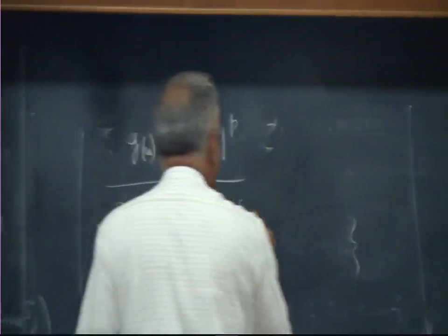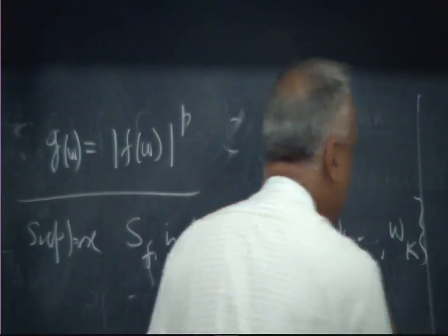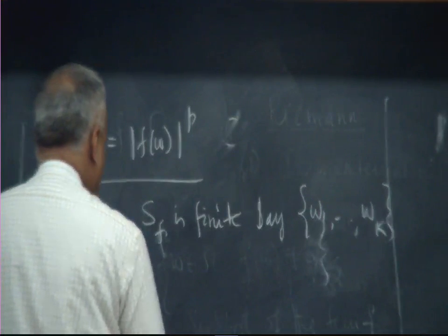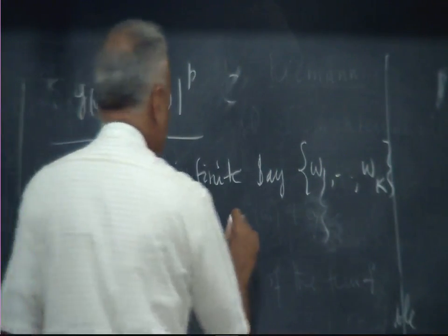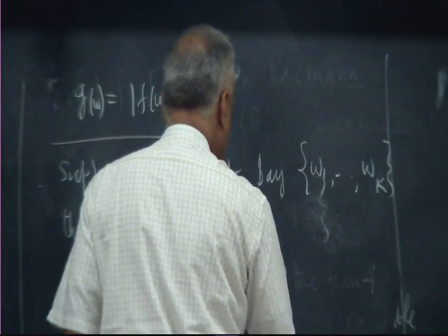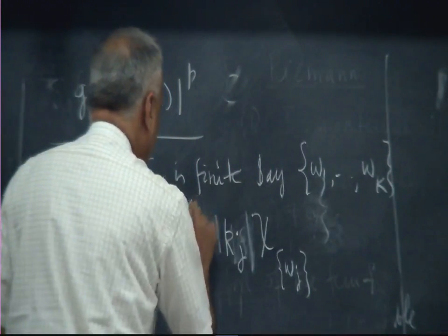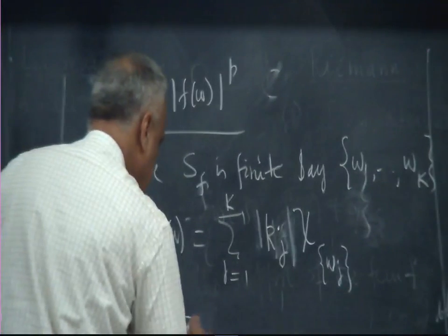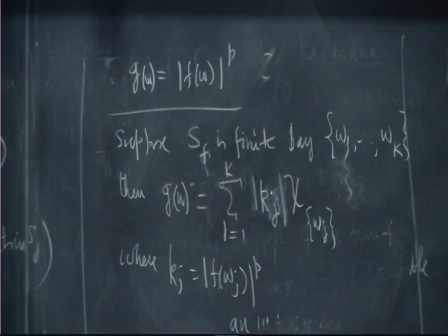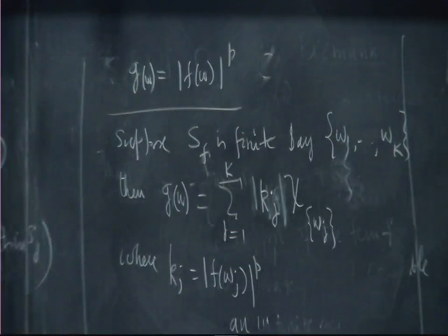Suppose the support of f is finite, say omega 1 through omega k, just a finite number of points. Then g of omega is equal to the summation over j equal to 1 to k of kj times the characteristic function of the singleton set omega j, where kj is mod f of omega j to the power of p. The value of the function at the point omega j is kj, and it takes that value only at this point, because I have put the characteristic function over.